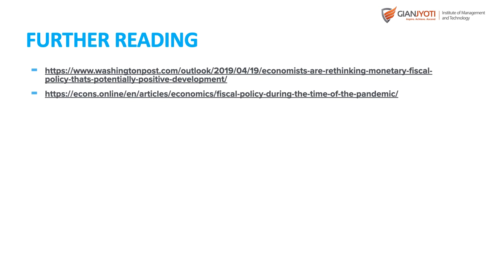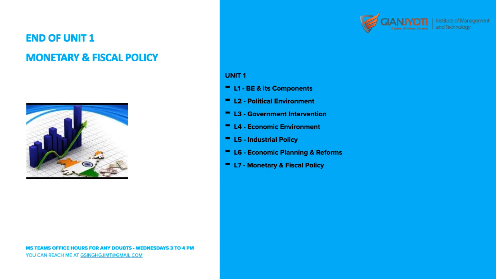If you want to go further and you would like to have some articles on the topics that we discussed in lesson 7, there are 2. One is rethinking the monetary and fiscal policy for positive development, and second is fiscal policy during the time of the pandemic, because we are going into depression, and when you go into deep recession or depression, you have to work with the fiscal policy. So this article is all about that. That is the end of Unit 1.